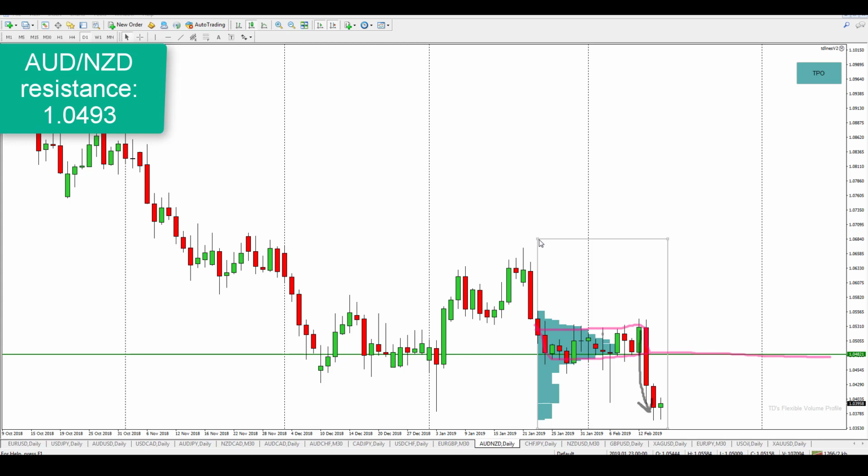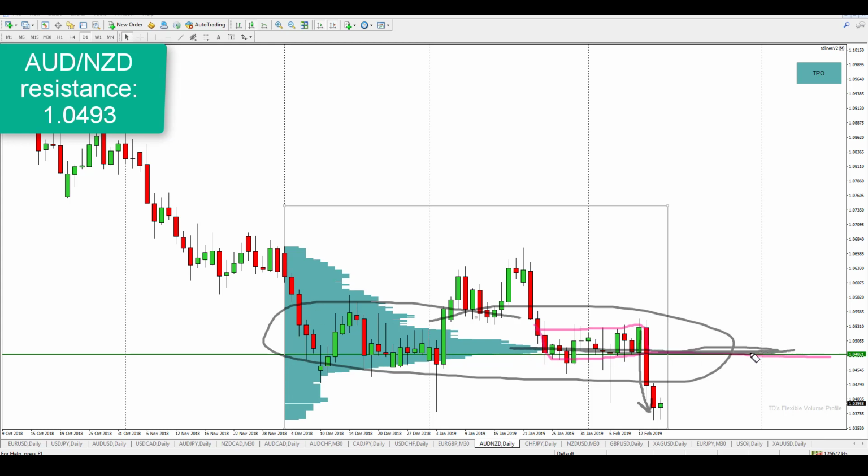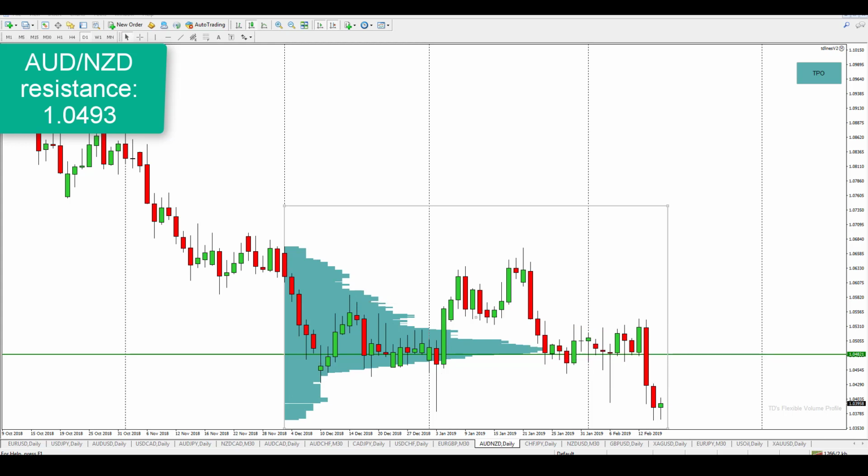What is nice about this level is that if you move the profile like this and look into this whole area, then you can see that the heaviest volumes within this whole area were accumulated right there, which is basically at our short level, which is just a few pips lower. So this is sort of confirmation of the strength of the level. I think it's a pretty solid level to go short from.